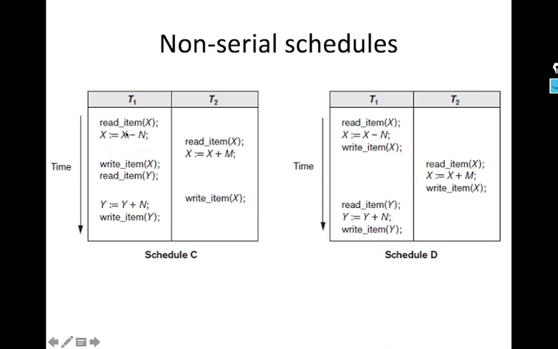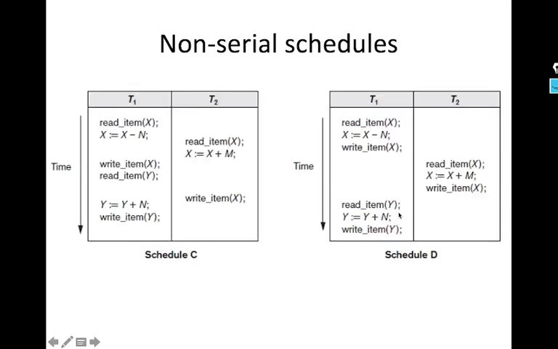This update is missed here because we have already seen there is the lost update problem. This updation is not reflected here, because before writing this x, we are reading this element. So that lost update problem is there. So schedule C is incorrect, but schedule D is correct.